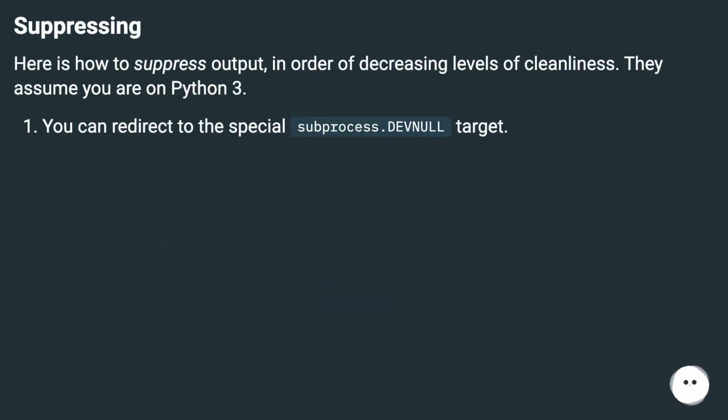Suppressing. Here is how to suppress output, in order of decreasing levels of cleanliness. They assume you are on Python 3. You can redirect to the special subprocess.DEVNULL target.